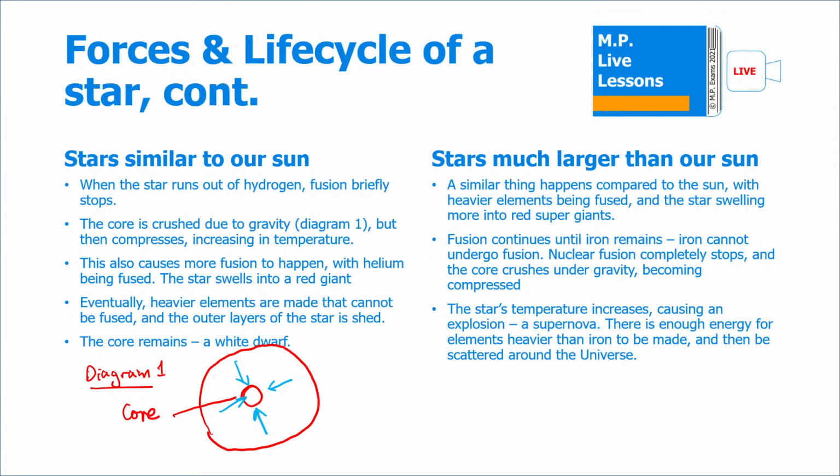Then this explosion will scatter these heavy elements across the universe. Lastly, the remaining core can either collapse into a black hole or simply compress into a neutron star. This depends on the force of gravity acting on it.